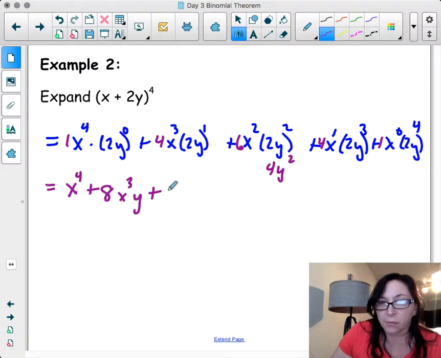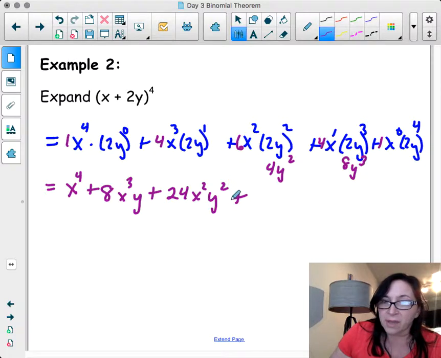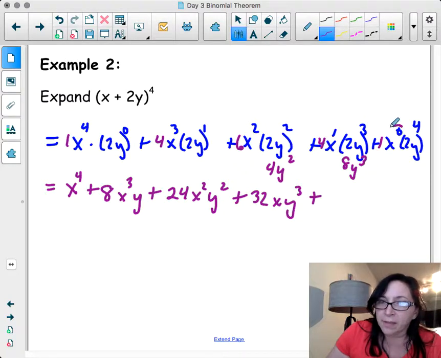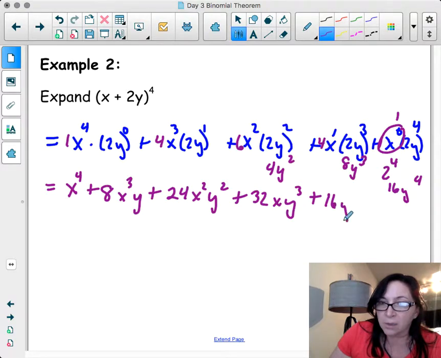So 6 times 4 is going to give you 24x squared y squared plus, and then this one, 2 to the 3rd power, is 8y cubed. So that's 4 times 8, which is 32x y cubed. And then the last term, x to the 0 power, is 1. But 2 to the 4th power is 16, and then you have y to the 4th. So the last term is 16y to the 4th.